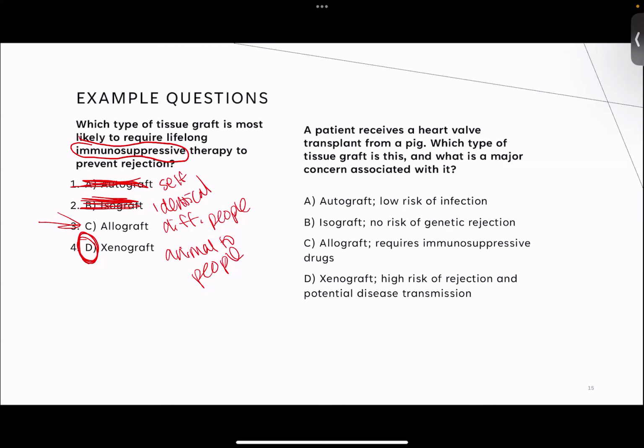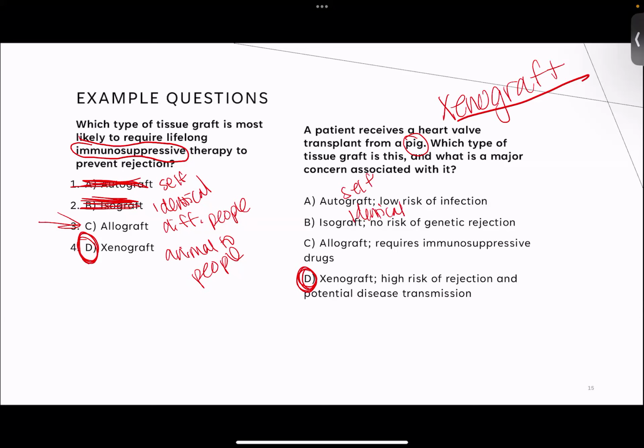So next question: a patient receives a heart valve transplant from a pig. So this is a xenograft, right? Based on our knowledge, I haven't even gotten to the choices yet. I'm looking down there and that's basically what the question is. What type of tissue graft is this, and what is a major concern associated with it? Well, we've already determined that it's xenograft, so we'll just go right down to that one. It's not autograft because this is self. It's not isograft because it's not genetically identical.